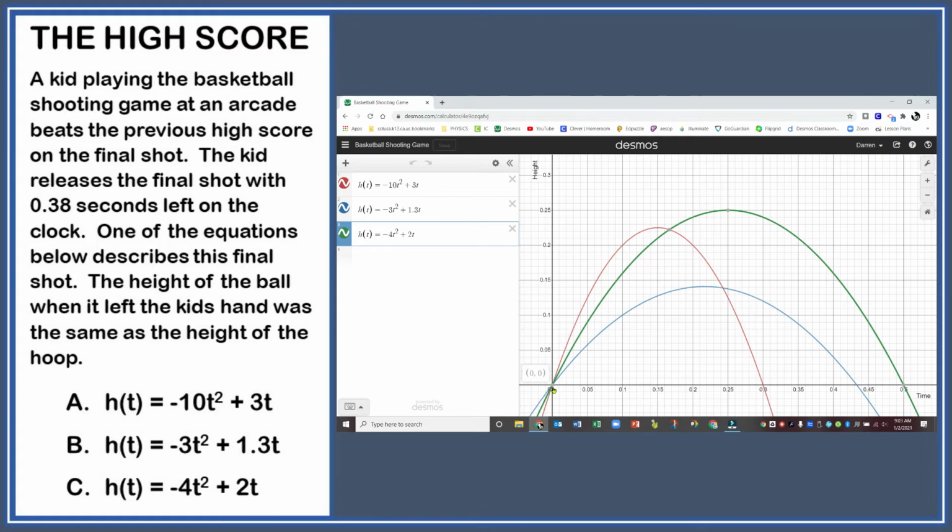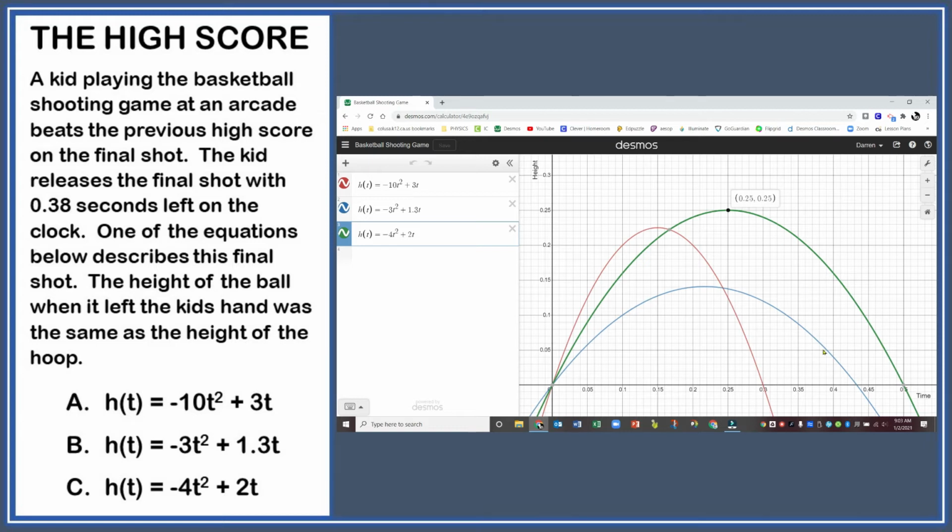So there's a gray dot at the x-intercept here. There's a gray dot at the x-intercept here. There's a gray dot where the red and green parabolas intersect. And what we're looking for is the maximum height. So there's a gray dot at the very top of the parabola. And when I click on that gray dot, it tells me that the maximum height of the green parabola, or choice C, is 0.25 feet.